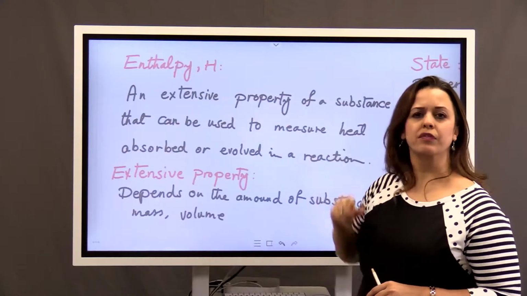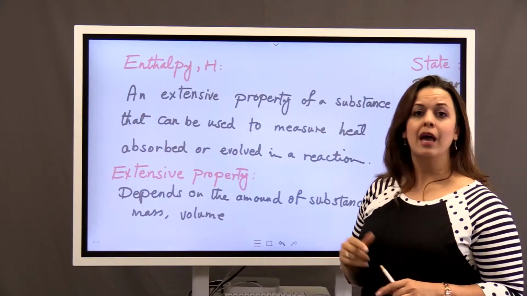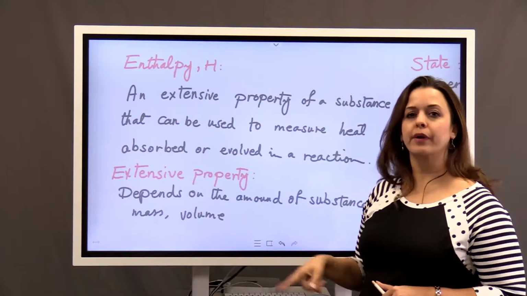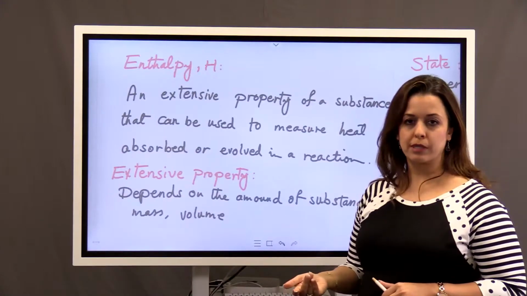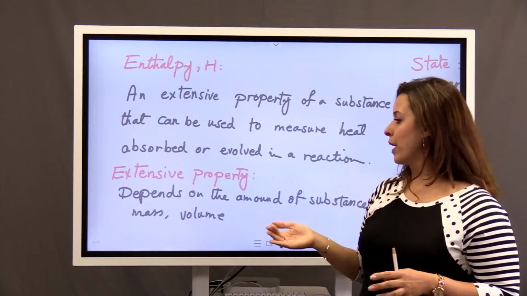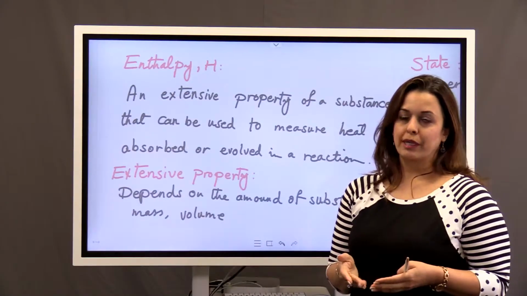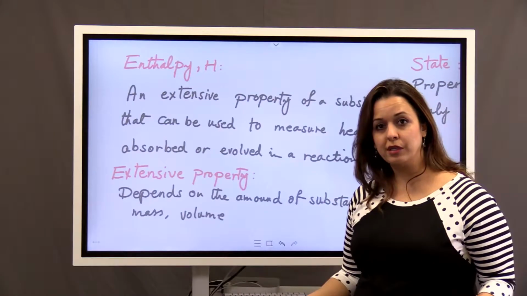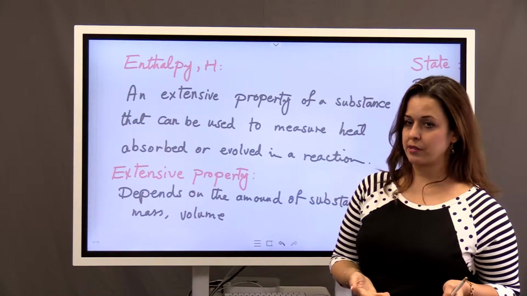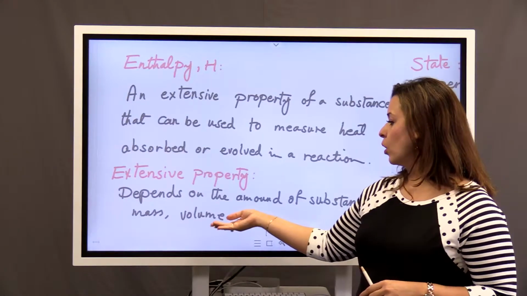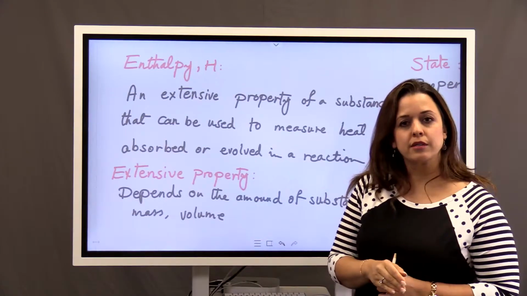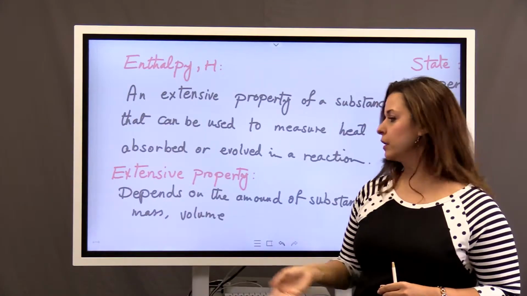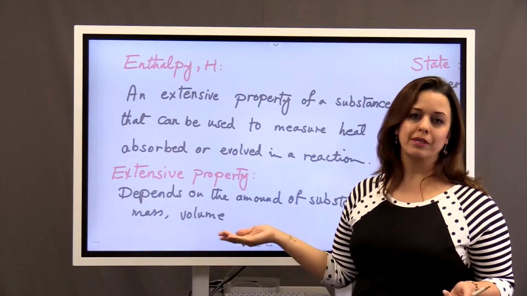We said extensive property. What is an extensive property? Extent means amount. So an extensive property depends on the amount of substance, like mass. It depends if you measure, let's say, 2 grams of substance or 200 kilograms, right? The balance will show you a difference. And volume is another extensive property. We also have other extensive properties, but mass and volume are the best examples.